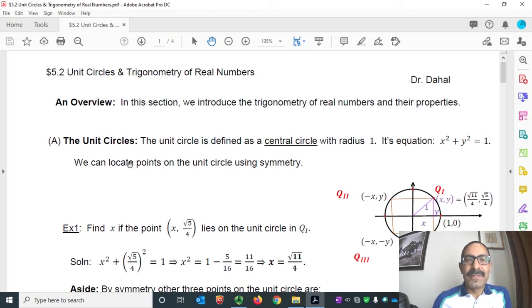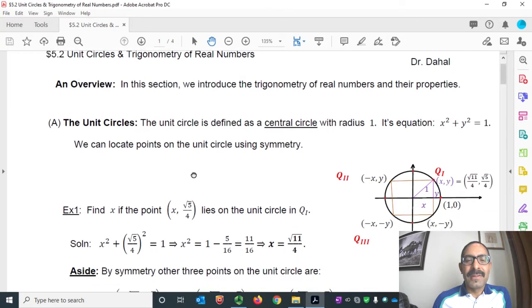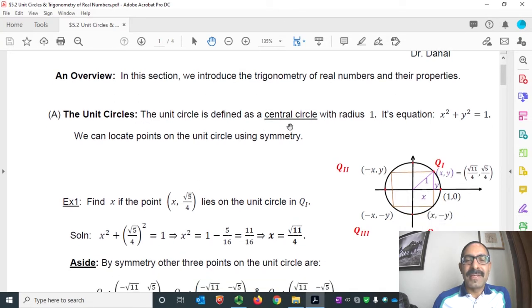First, the definition of unit circle. The unit circle is defined as a central circle with radius 1. So that is the circle centered at origin with radius 1. The equation of the unit circle is x squared plus y squared equals 1. Here 1 is the radius squared.